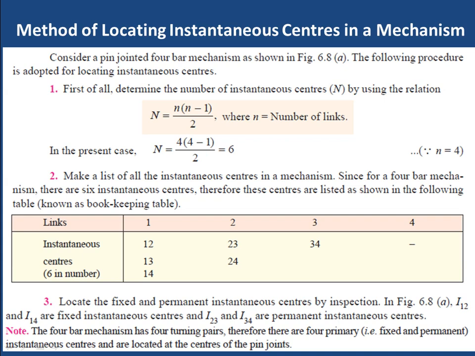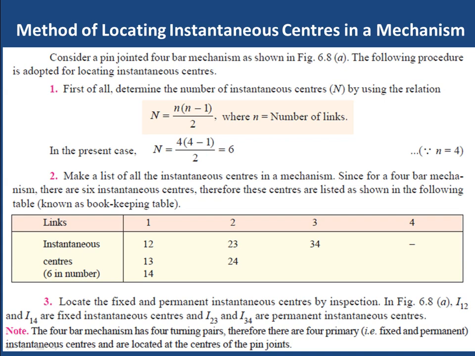For link number 1, there may be combinations 1 to 2, 1 to 3 and 1 to 4. Then coming to the second link, what are the combinations possible? 2 to 3, then 2 to 4. 2 and 1 is not possible because we have already taken 1 and 2. 1 and 2 or 2 and 1 is nothing but the same, so we will not repeat it. So 2 and 3 and 2 and 4.